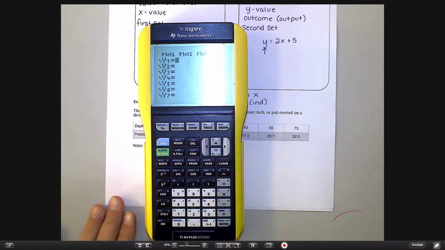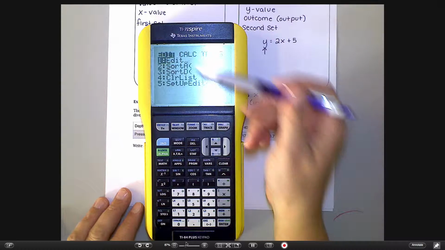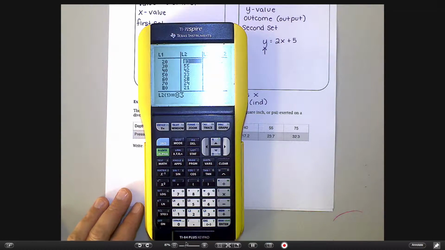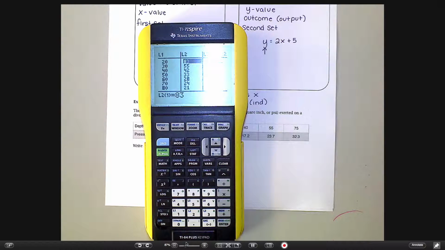So let's hit stat. And the very first option is edit. So you're going to choose edit. Now, if you have not done anything with this in your calculator before, these lists are probably blank for you. I'd like them to be blank.